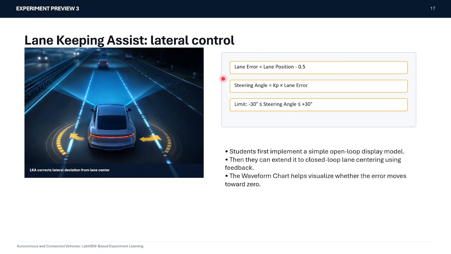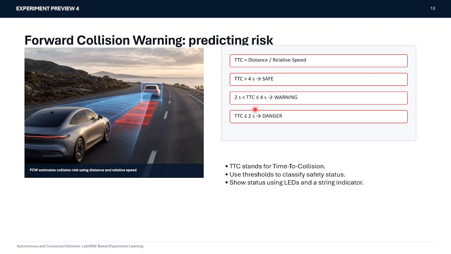Similarly, lane keeping assist: you want to drive within the lane. Suppose the lane position changes, we have to maintain the proper position. So the lane error is equal to lane position minus 0.5, and the steering angle is based on this lane error. The steering is maintained within plus or minus 30 degrees. We will explain this in detail in the coming lecture series.